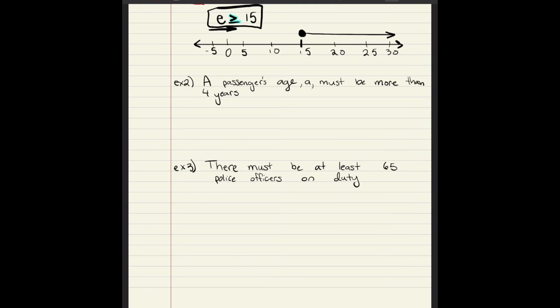All right, so example 2 is a passenger's age A must be more than 4 years. So I'm going to circle more than, because although that's not one of our words, which is less than, greater than, or more than, we know it's going to be the same as greater than because it's a higher number. It's telling us that there's more, which means there's greater. We have A, they gave us our symbol, and they gave us our number. So remember, we have to use our hack, which is our variable comes first. So A must be more than, so it must be greater than 4 years.